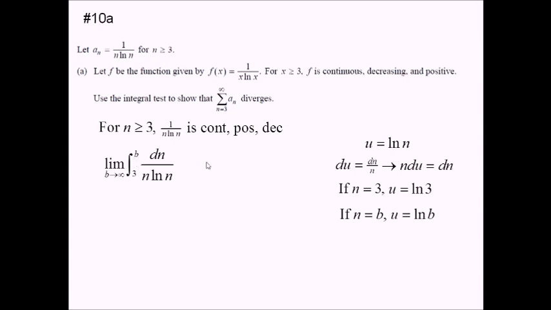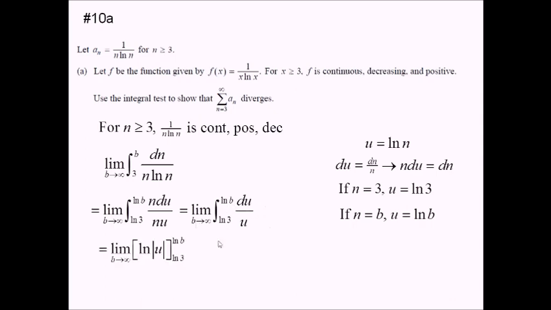Swapping everything back in, we have the limit as b approaches infinity of the integral from ln of 3 to ln of b. And then instead of dn, we're going to have n du in the numerator. Downstairs, we're going to have n times u. The n's are going to cancel, so that's just du over u. And now since I've only got u's left here and u values as well, I can take my antiderivative with respect to u, which is just going to be ln of the absolute value of u. Again, evaluated from ln of 3 to ln of b with b approaching infinity.